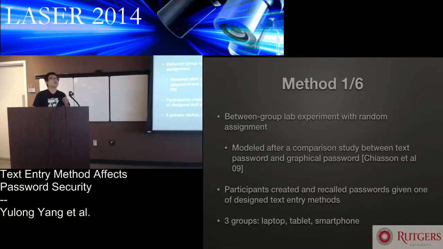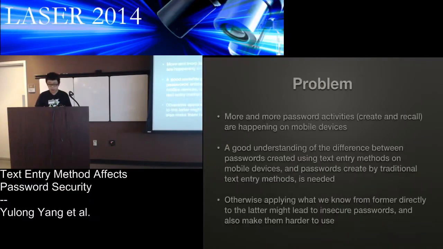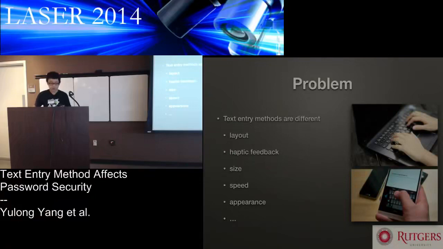What is the intuition that would make you think that you would find a difference? Because, like I said, the text-centric methods are different in various ways. So let's take one, for example, the speed. We have studies showing that typing on the smartphone is, on average, only about a third as fast as typing on a laptop.